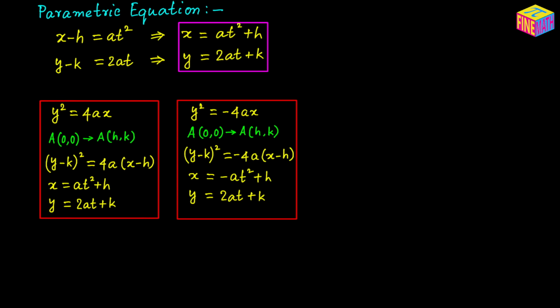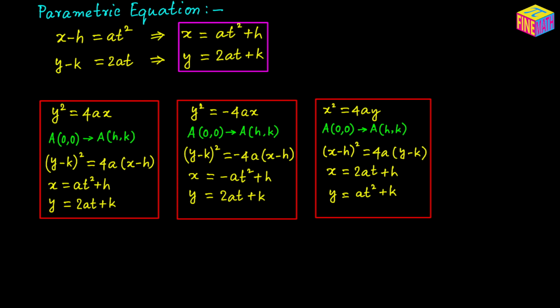Let me make a similar note for the upward parabola. We know the equation of a standard upward parabola is like this: x squared equals 4ay.